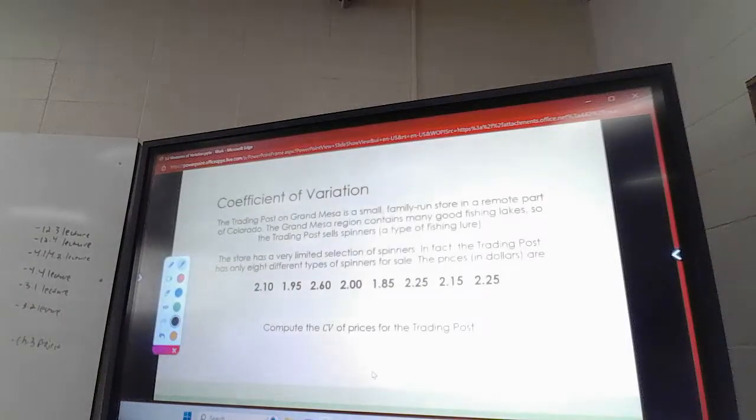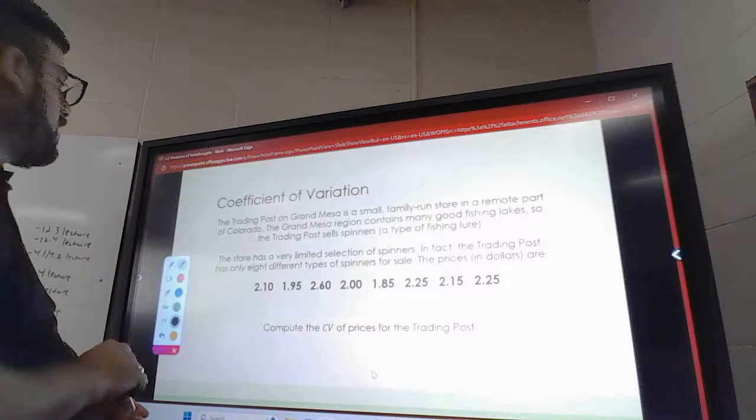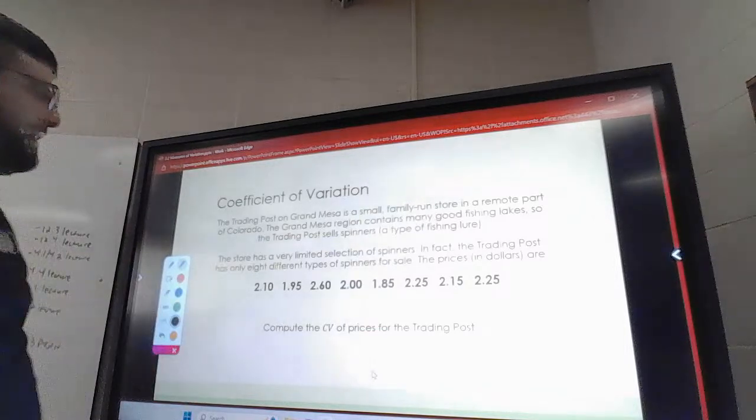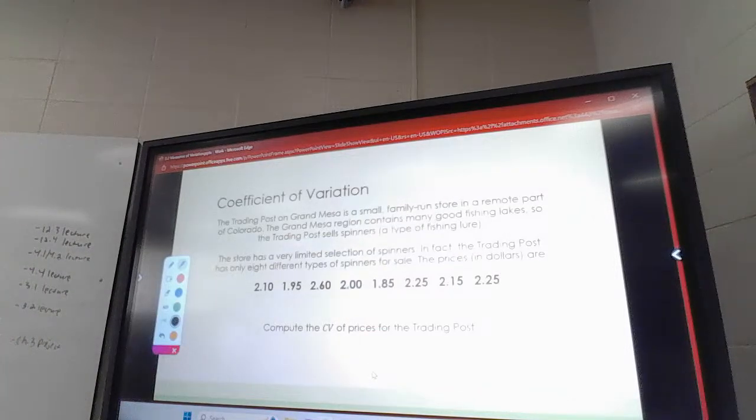The Trading Post on Grand Mesa is a small family-run store in a remote part of Colorado. The Grand Mesa region contains many good fishing lakes, so the Trading Post sells spinners, which is a type of fishing lure. The Trading Post has only 8 different types of spinners for sale. Here are their prices. We're going to compute the CV of prices for the Trading Post.